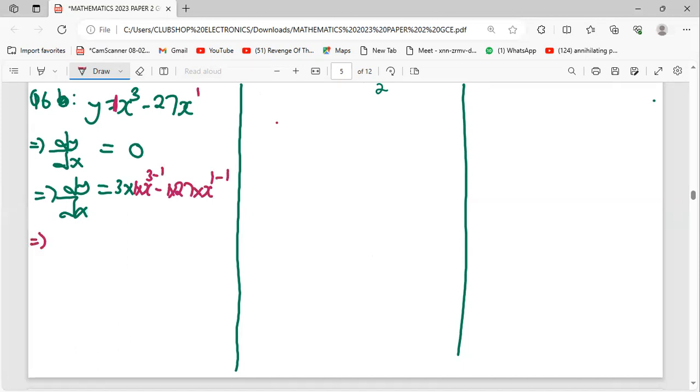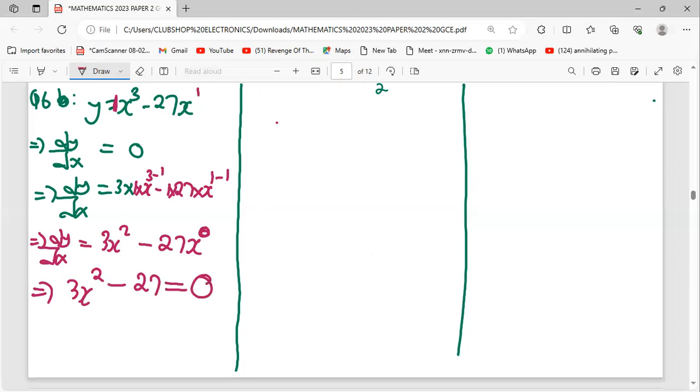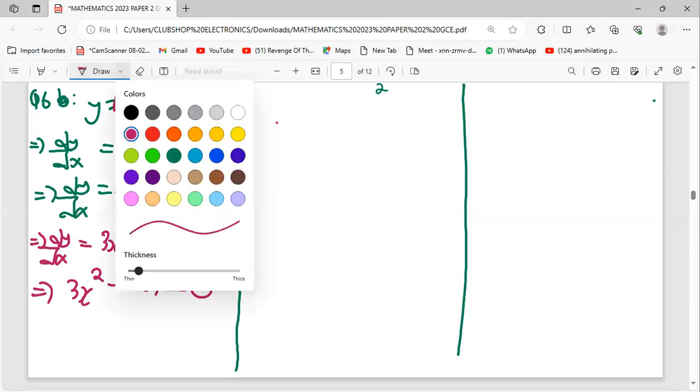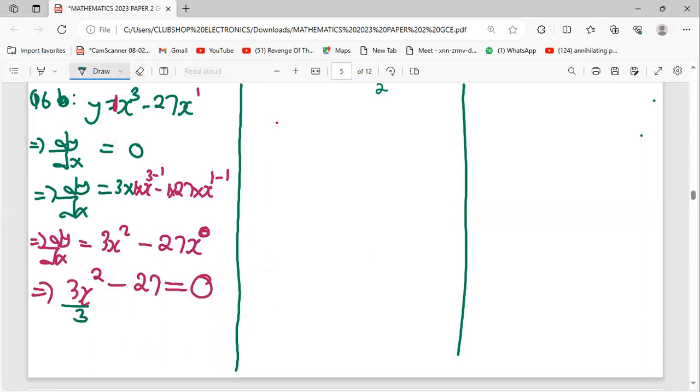So dy/dx is equal to 3x squared minus 27 x to the power 0. This implies that 3x squared minus 27, because x to the power 0 is 1, and 1 times 27 is 27, and this is equal to 0 because we are dealing with turning points. So we divide by 3.